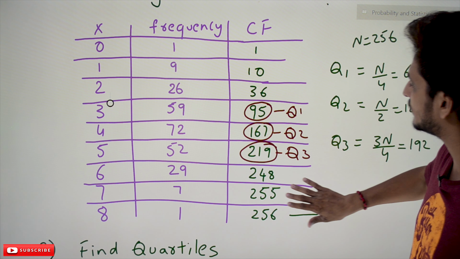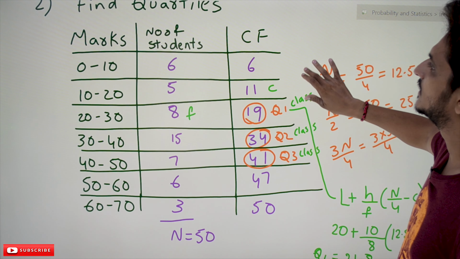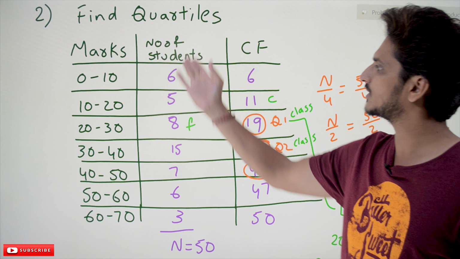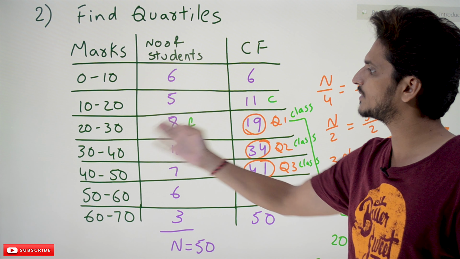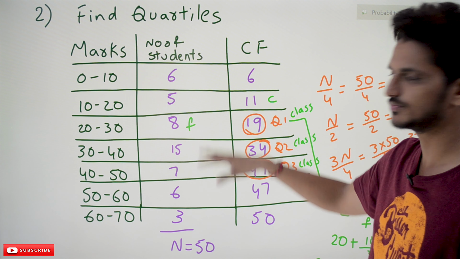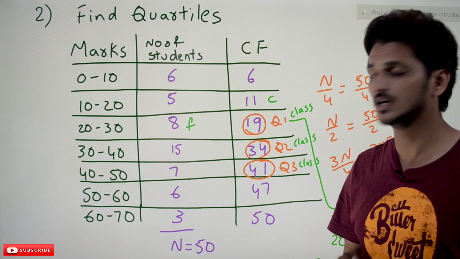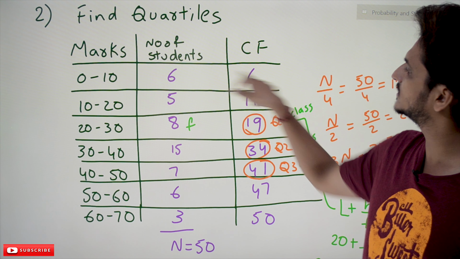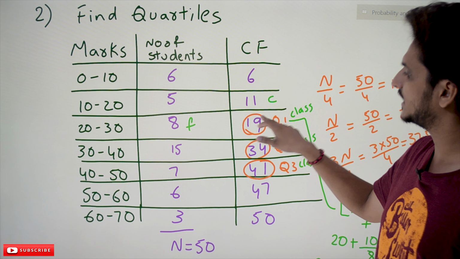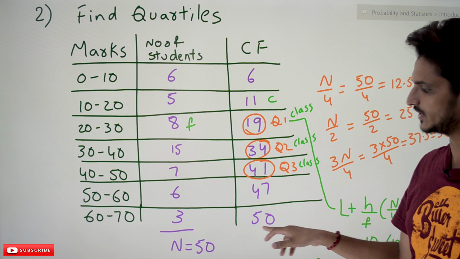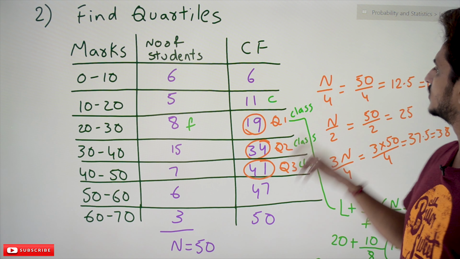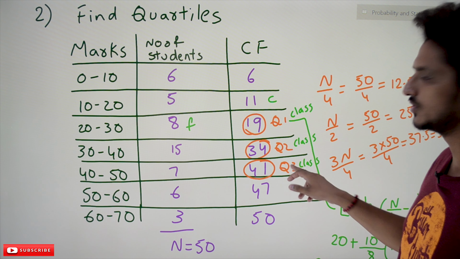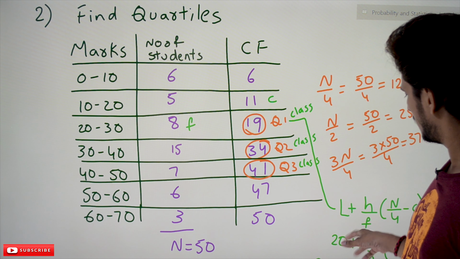Now let's take an example with continuous values. Find the quartile points given continuous values. Marks are given: 0 to 10, number of students who scored is 6; 10 to 20, 5 students; 20 to 30, 8 students. This is how our distribution is in continuous frequency. We have to identify the cumulative frequency: 6 plus 5 is 11, 11 plus 8 is 19, like that. Total n is equal to 50. First we have to identify the quartile classes Q1, Q2, Q3. Then we have to apply the formula.